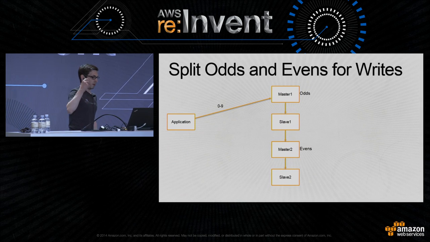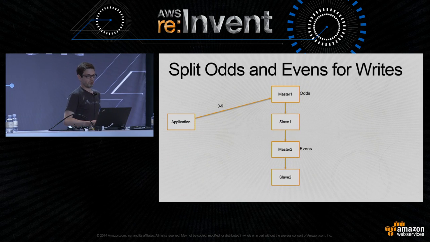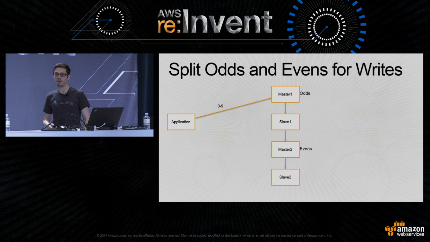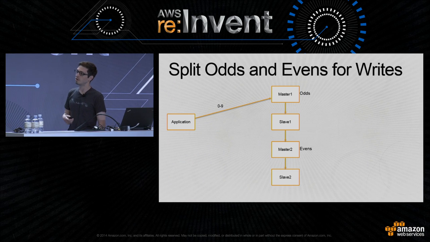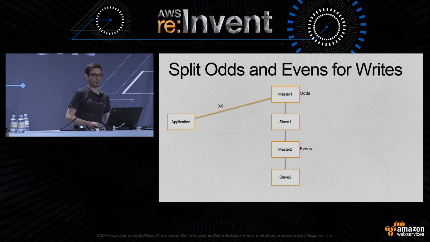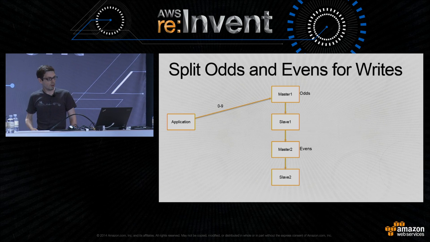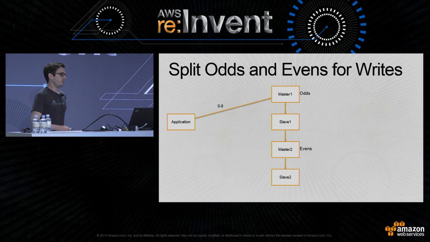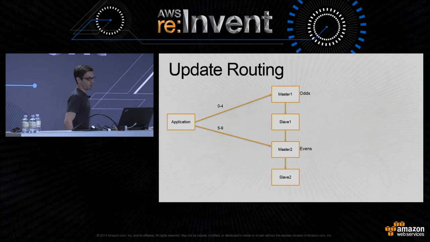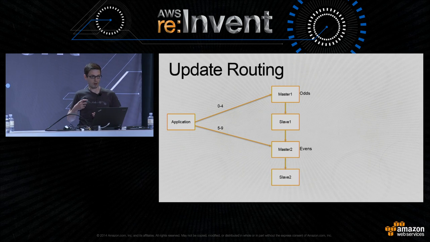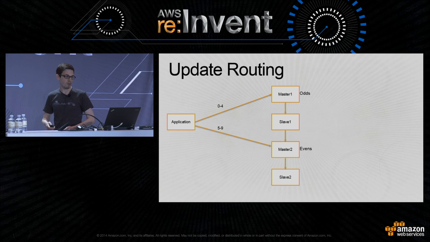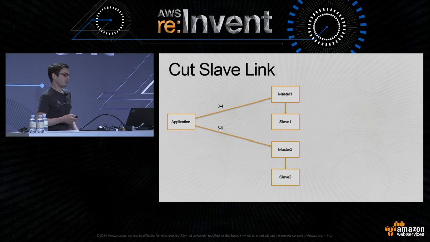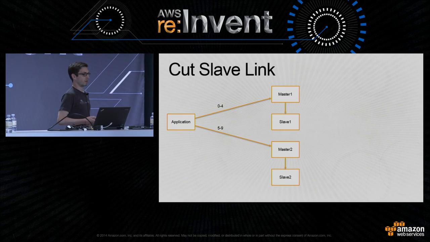So we use a handy little trick that MySQL allows you to do, which is you can configure the masters to generate different types of IDs. So what we do is we configure the first master to generate only odd IDs, the second master to generate only even IDs, and then we can start writing to the new master without fear of collisions. And then we cut the slaving link, and then we have a brand new shard that is consistent with the data.